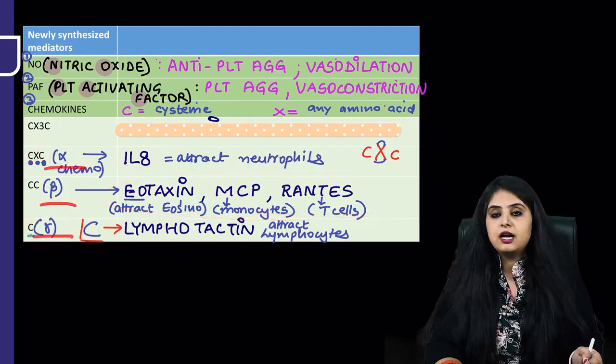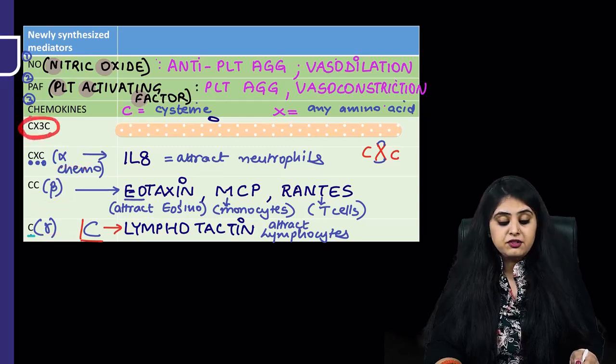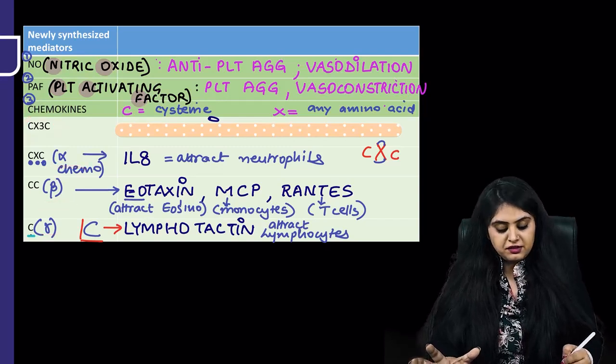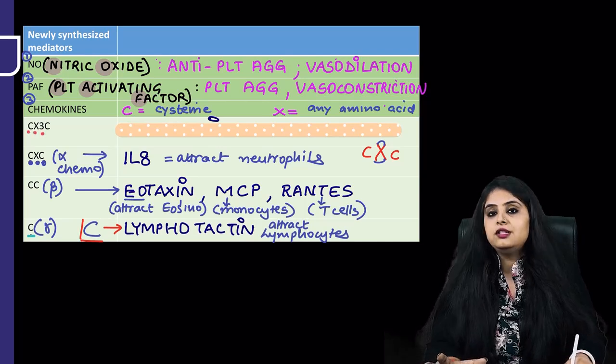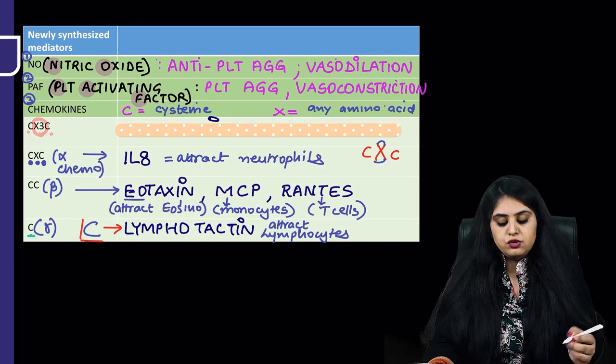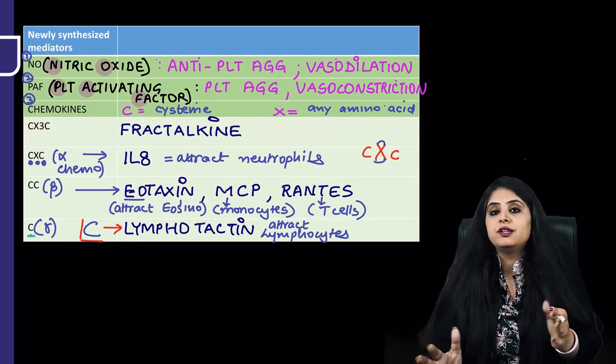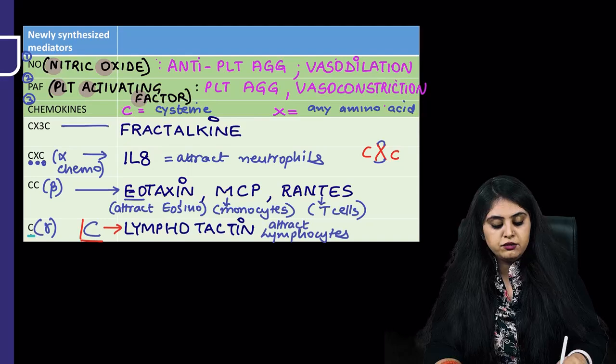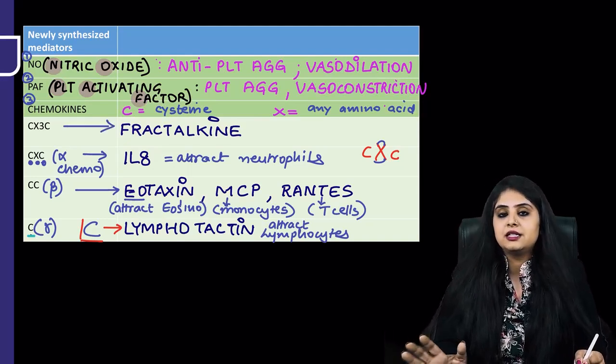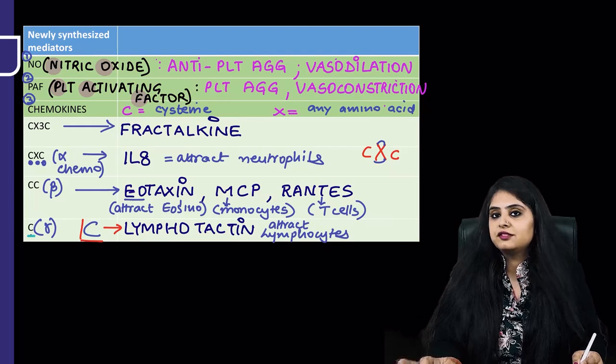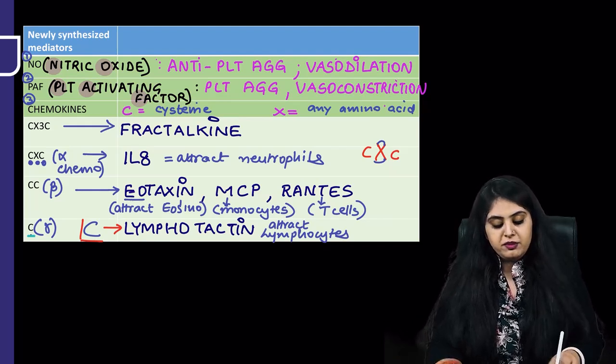These were alpha, beta, gamma chemokine, but I have one rare one, very weird one sitting over here. CX3C means it has 3 amino acids in between, which no one knows, and the name of this is also something no one has heard of. So you just learn it once and you forget it, and we'll never get to hear it again in life. What is the example of CX3C chemokine? It is going to be fractalkine.